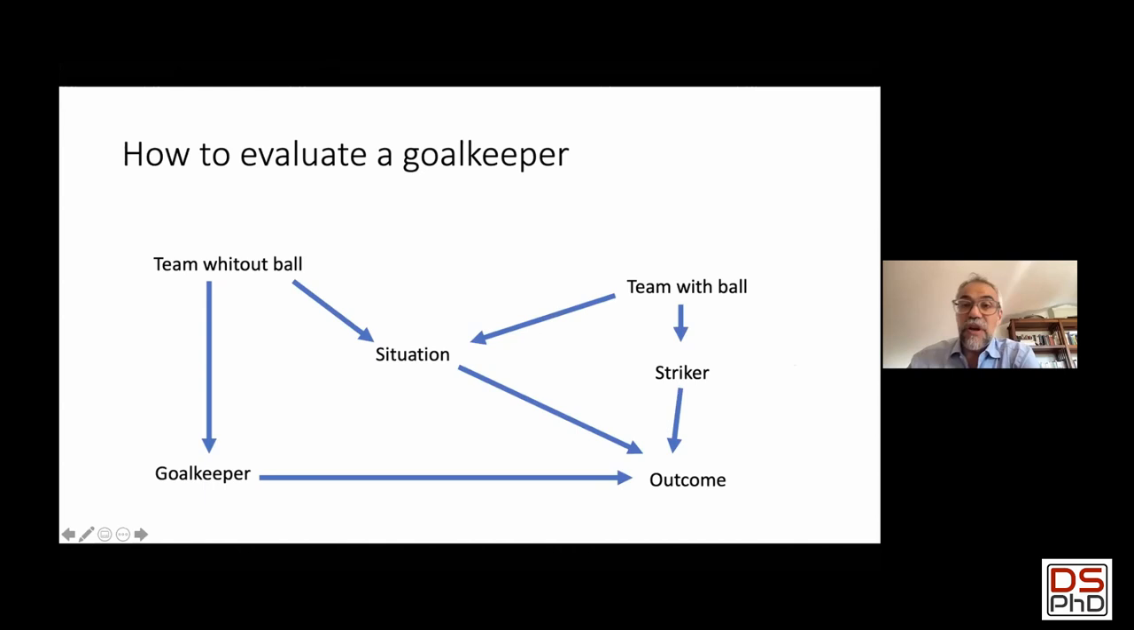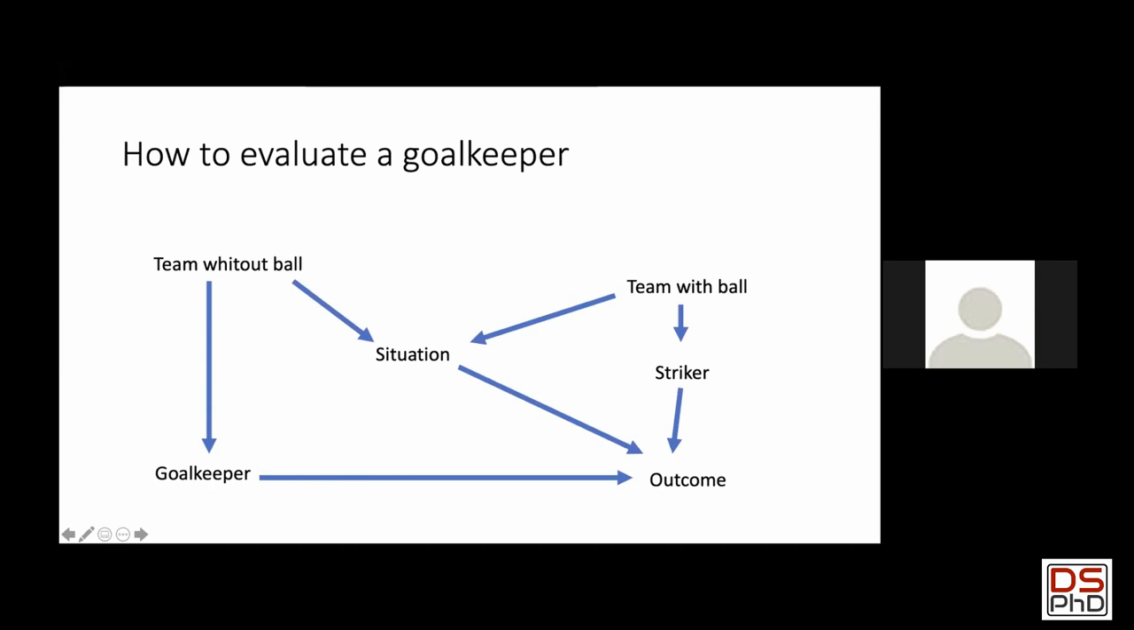You can condition only on situation because, let's look at it. I don't know if when I move this you see only the slides. Okay, we see the mouse. Consider this: situation blocks all the backdoor paths that go from goalkeeper to outcome. To go from goalkeeper to outcome, there are some pathways.